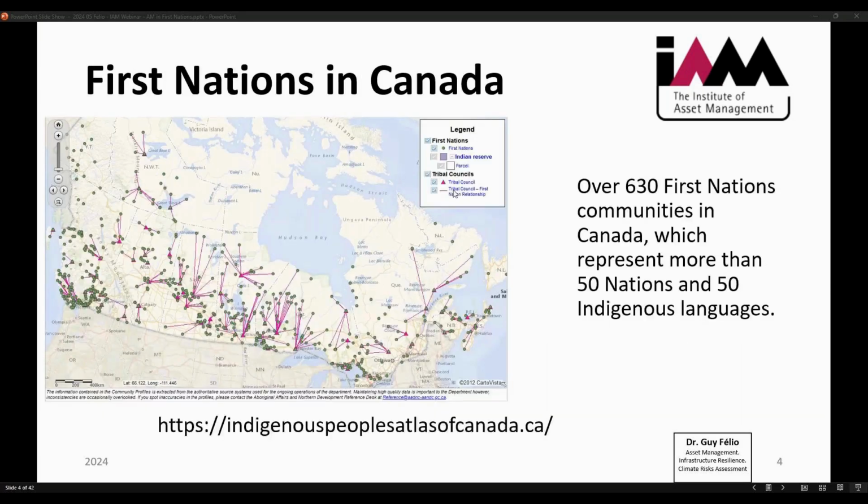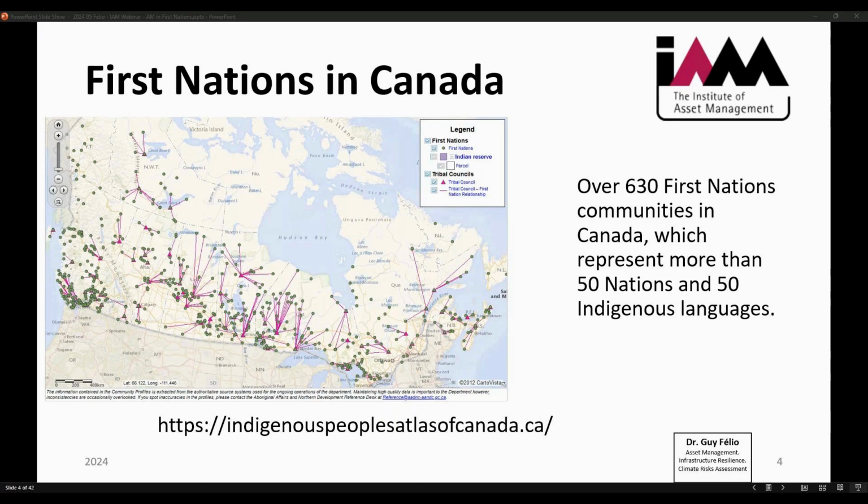In terms of Canadian First Nations, I'm showing my experience in Canada, but this very likely applies to a lot of different Indigenous communities around the world. In Canada, for example, we have over 630 First Nations communities, as you can see from the map, and there is a reference here if you want to know more about all these communities. A lot of them are at the south part of the country, and a lot of them also have ties to Native communities in the United States.